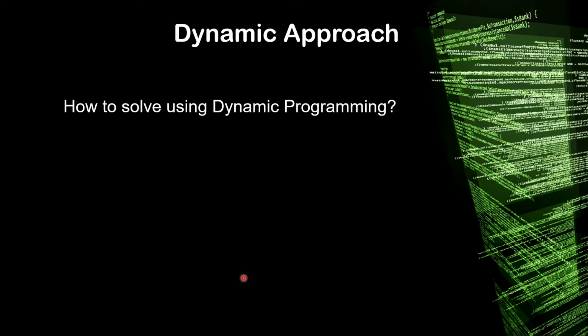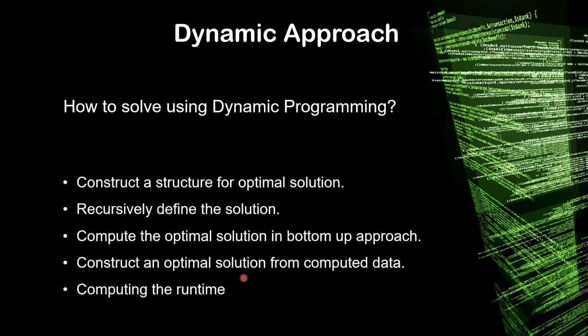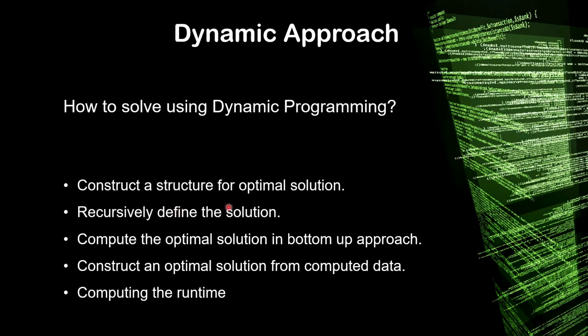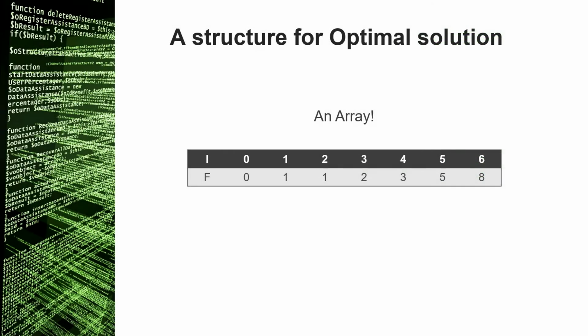So how do we solve a problem using the dynamic programming approach? At first, we have to create a substructure for the optimal solution. Then we have to recursively define the solution of that problem. Then compute the optimal solution using the bottom-up approach. Later, we will create an optimal overall solution for the computed data and compute the runtime of the program.